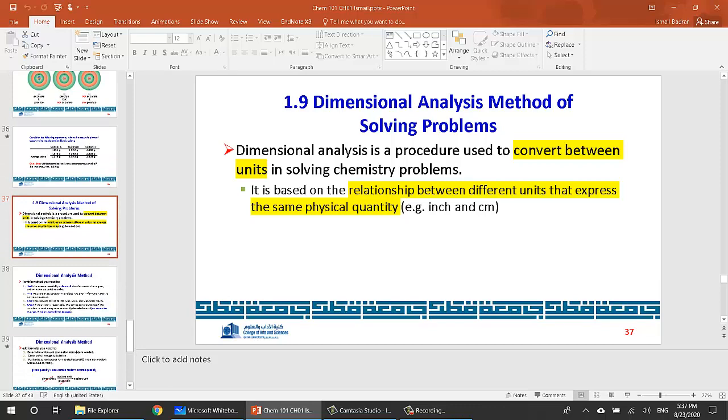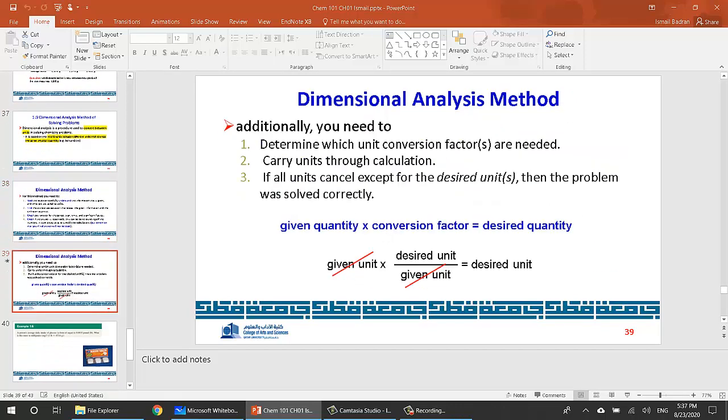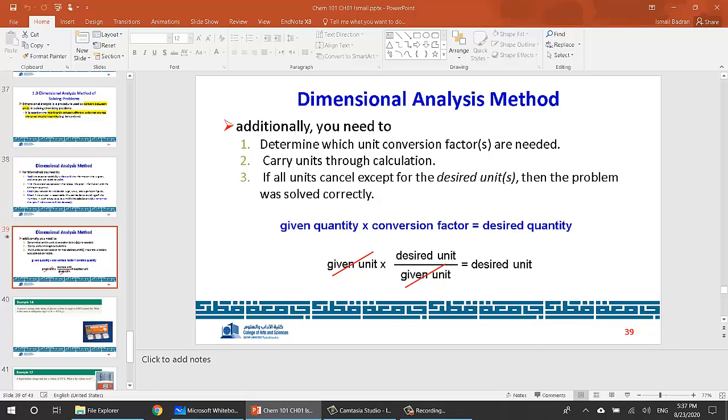The last thing in this chapter is dimensional analysis, and I think I have introduced this a little bit at the beginning of this course. Dimensional analysis is widely used in chemistry, and you're going to use it in this course as well. It is used to convert units to each other, or sometimes to solve chemical problems.